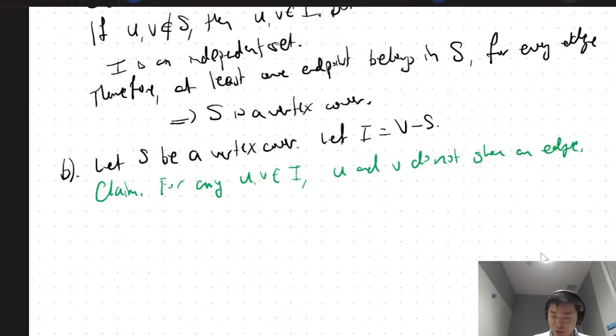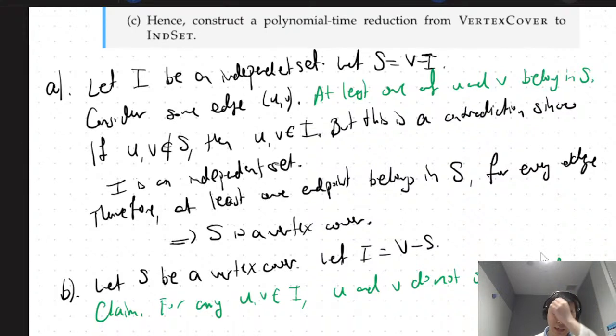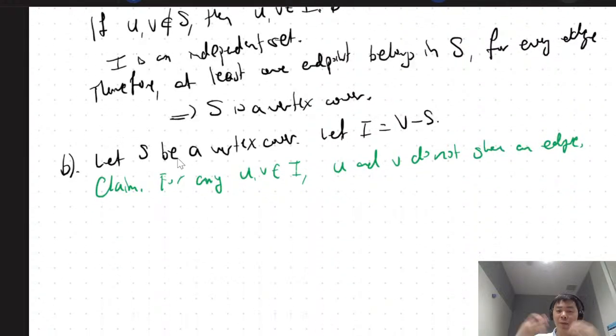So why is this true? Think about the argument that we made here, where we said, okay, if you had a pair of vertices in S, then not in S, where they share an edge, then they have to be in the independent set. And then this contradicts the assumption that I was an independent set. So how might you write a similar argument for this case, when now we have a vertex cover and we want to show that the complement itself is an independent set?